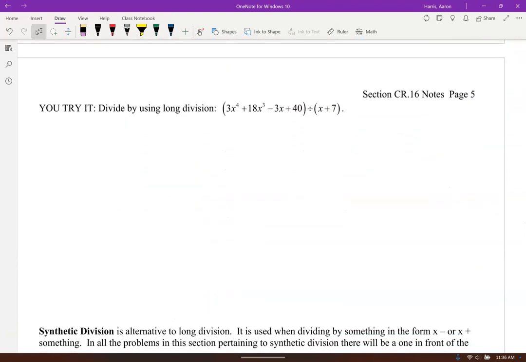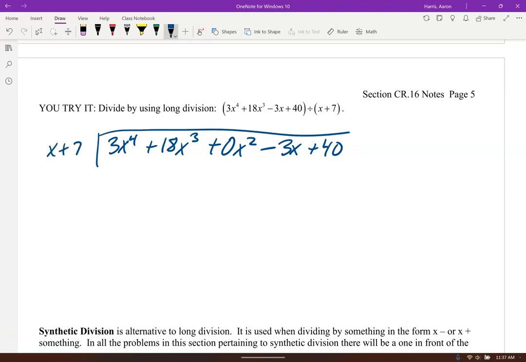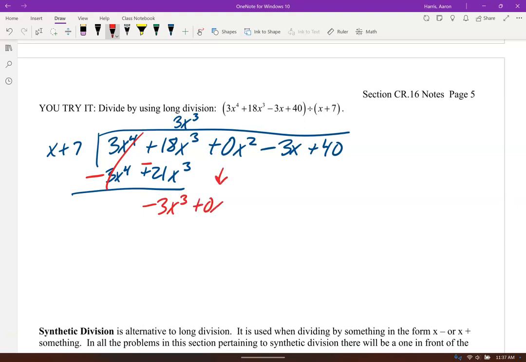Let's go ahead and do this one together real quick. I've got 3x to the 4th, 18x cubed. Notice there's 0x squared, so I'll put a placeholder in, minus 3x plus 40. We're dividing this all by x plus 7. So the first term's got to be 3x to the 3rd. We're going to multiply it through. 3x to the 3rd times x, 3x to the 4th. 3x to the 3rd times 7, 21x to the 3rd. We're going to change those signs. So we end up with negative 3x to the 3rd, bring down the 0x squared. Now we're matching negative 3x to the 3rd, so minus 3x squared.